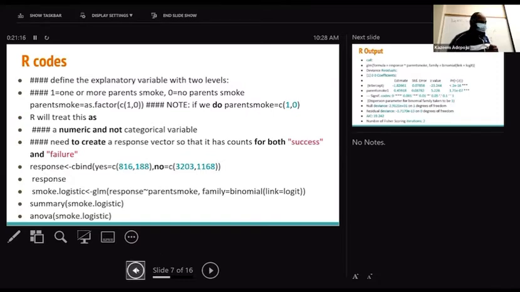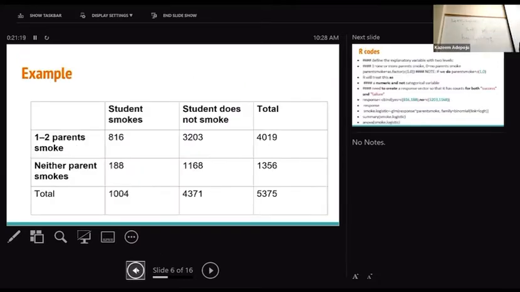816, 188, 32, 031, 168. Let me go back again and see. This is where you're going to go. I wanted you to not use row, use column. Okay, use the response. Now, which column corresponds to the response? It is 816 and 188.